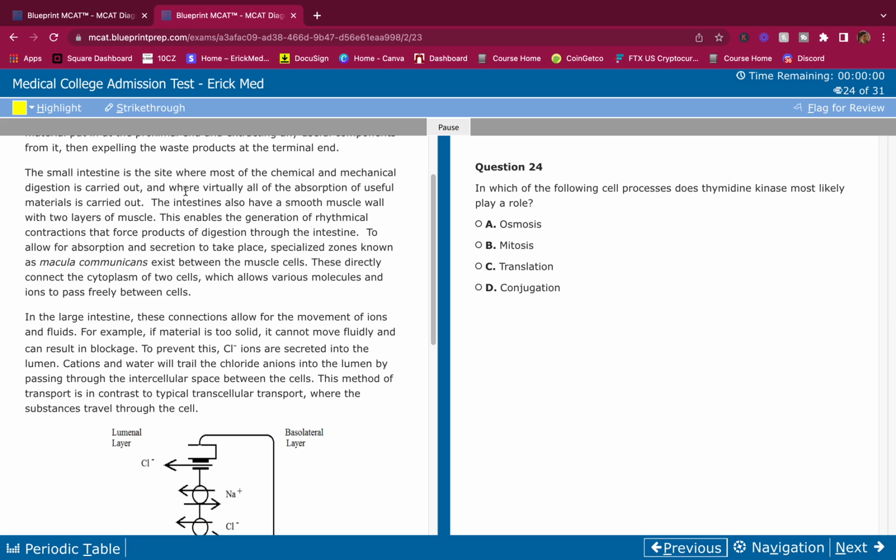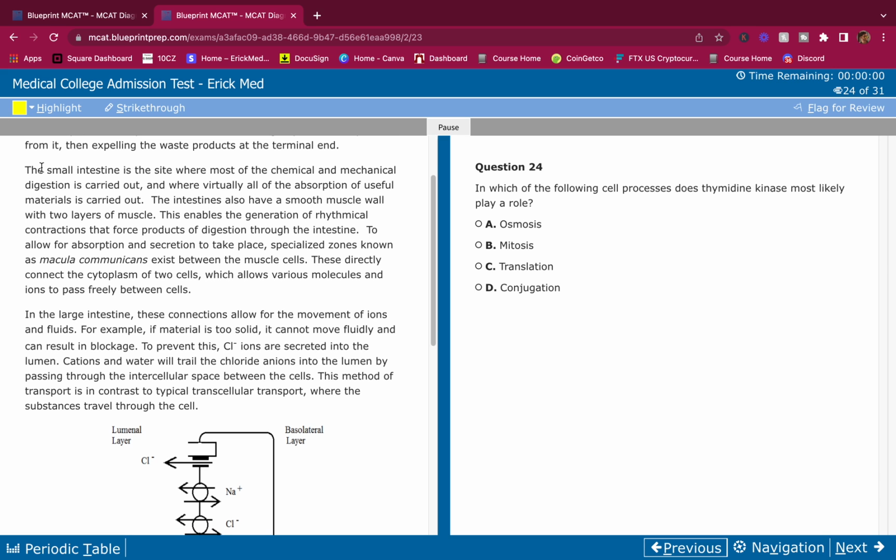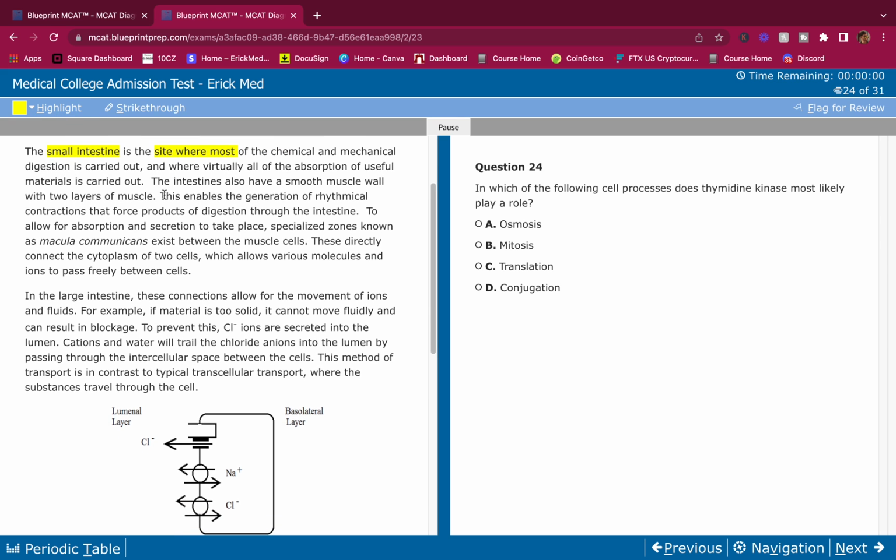The small intestine is a site where most of the chemical and mechanical digestion is carried out and where virtually all of the absorption of useful materials is carried out. So I'll highlight here something that stuck out to me just in case I forgot. Okay, it's the small intestine. Is a site where most of this whole chemical and mechanical digestion is occurring, okay?